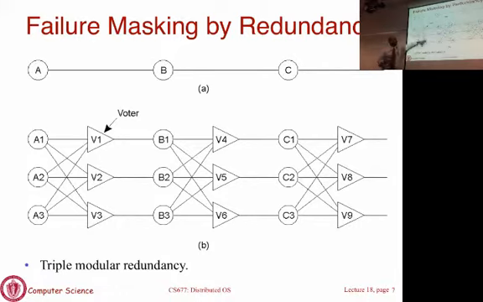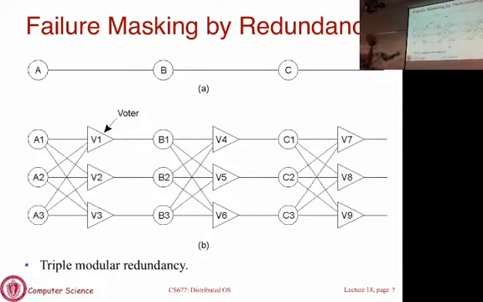You have a voter here, that's the voter. You basically send the output to a voter, the voter picks the majority. It picks the 2 out of 3, if one of them disagrees, and says that's the output of this stage. You feed that output of the voter into the next stage. Again there are 3 copies of the circuit B, and you vote again, and so on.